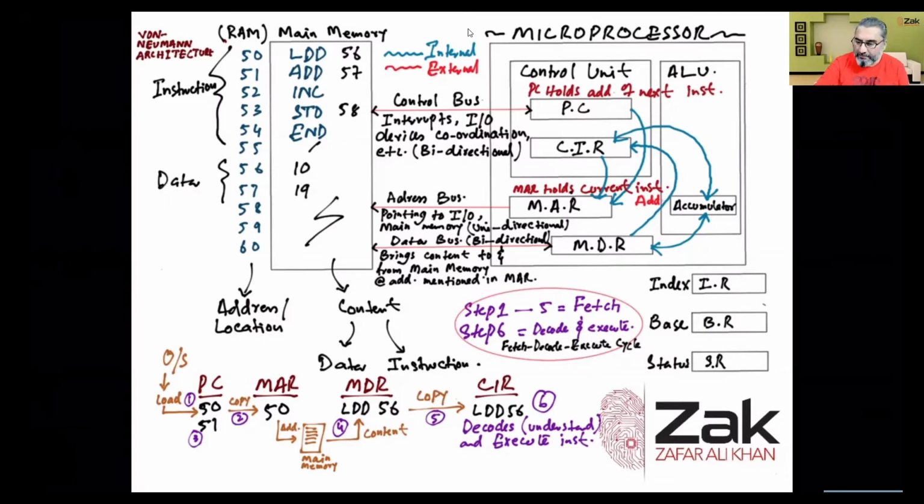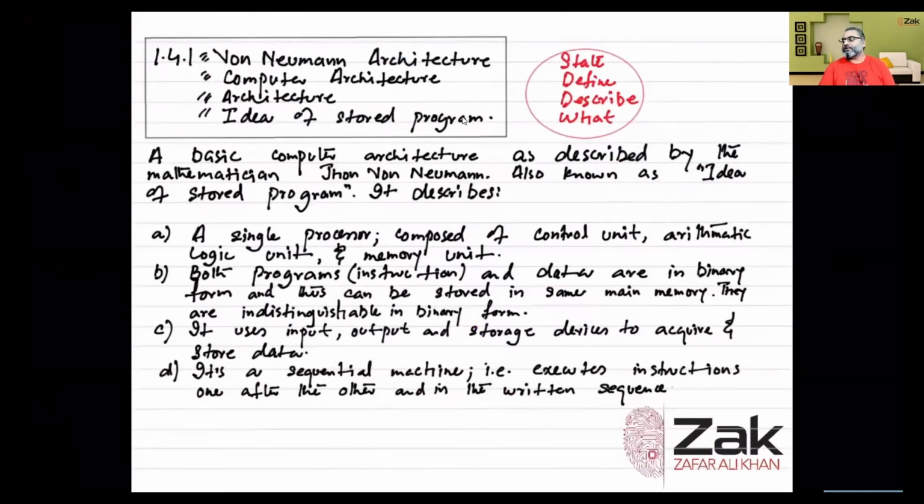Alright? So even if they are indistinguishable, meaning they are both in binary and cannot be seen and understood, if they are in binary form, it doesn't matter. The instruction knows where the data lies, so the instruction would access the data by itself. Alright? So now, a single processor composed of control unit, arithmetic logic unit, and memory unit.